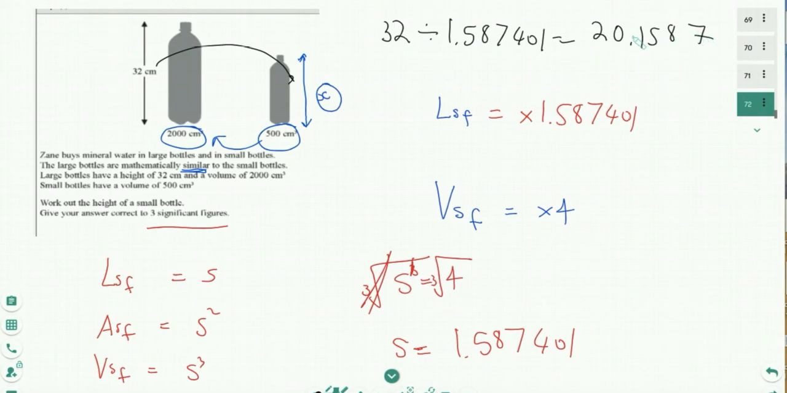which is going to be 20.1587. Now to 3 significant figures, so 1, 2, 3. So we have to round it to the nearest first decimal place, so 20.2. And that is the height of the smaller bottle.